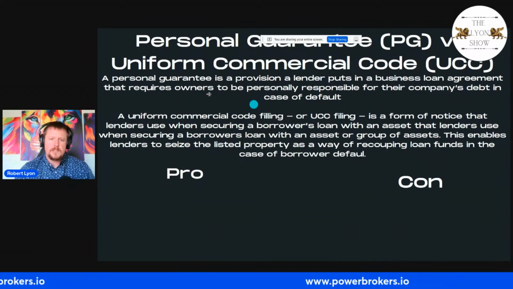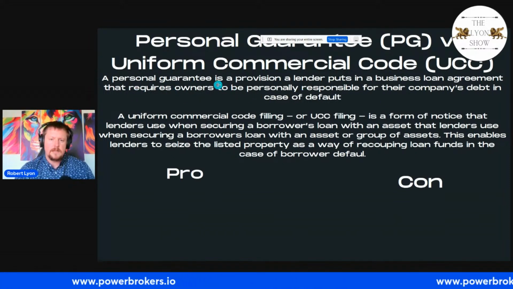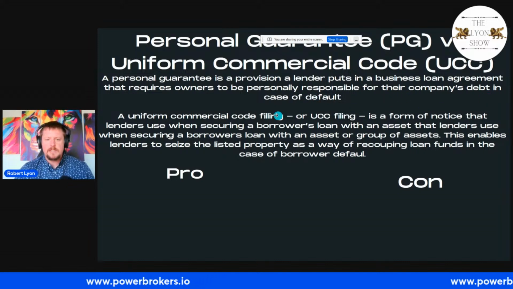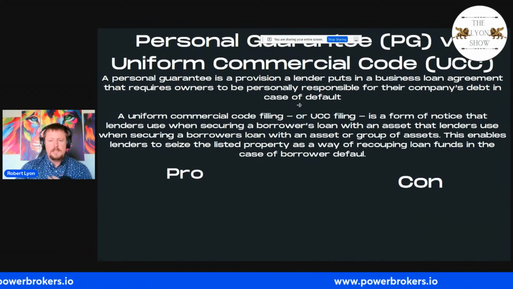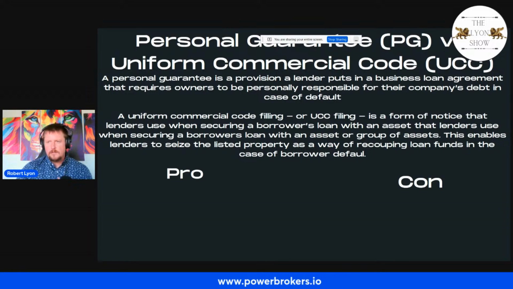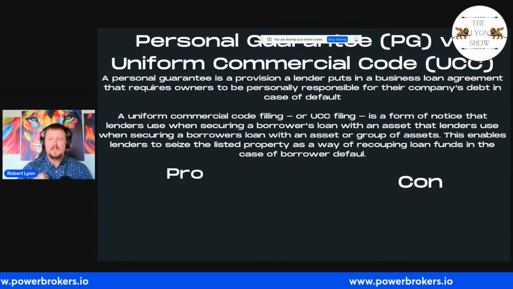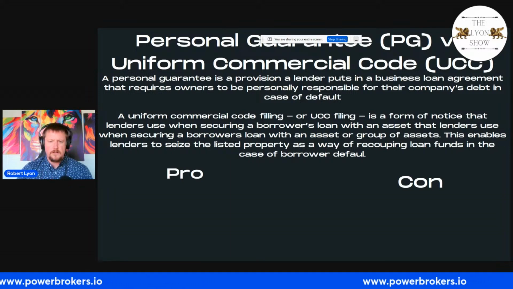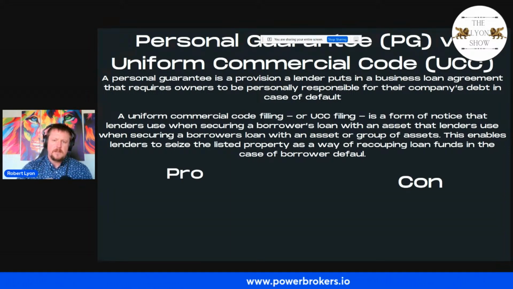Personal guarantee, PG, versus Uniform Commercial Code, which is the UCC. Okay, a personal guarantee is a provision a lender puts on a business loan agreement that requires owners to be personally responsible for the company's debt in the case of a default. Okay, this is another reason why when you do business funding, some gurus or funding companies out there will tell you that, oh no, these credit cards are not personally guaranteed, but come to find out they are. Okay, there are only certain credit cards and certain banks that will give you credit cards that are purely based on the business that you do not have to PG for.